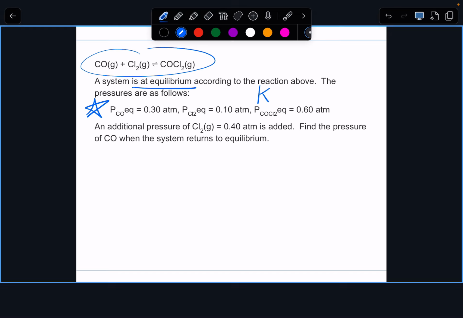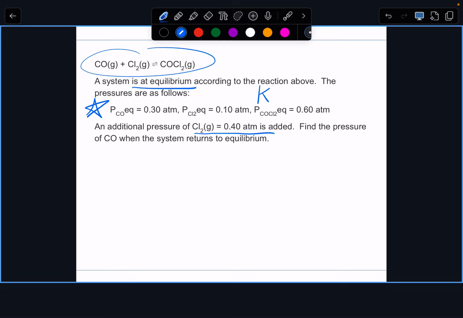And then it says an additional pressure of 0.4 of Cl2 is added. So it's like we were at the balance point, so I know it's product high, so it's like we're right here, lots of products, not a ton of reactants, but then we add some reactants. So now we're not at the balance point anymore, right? We've messed up that equilibrium.